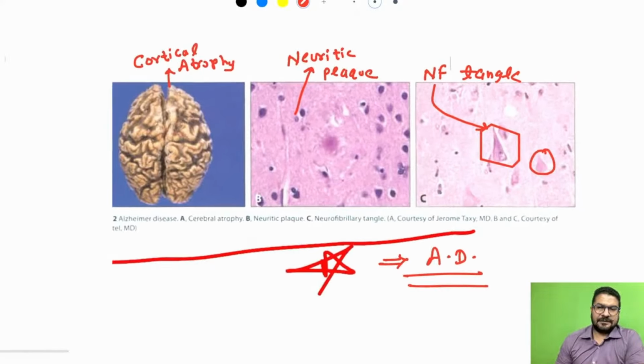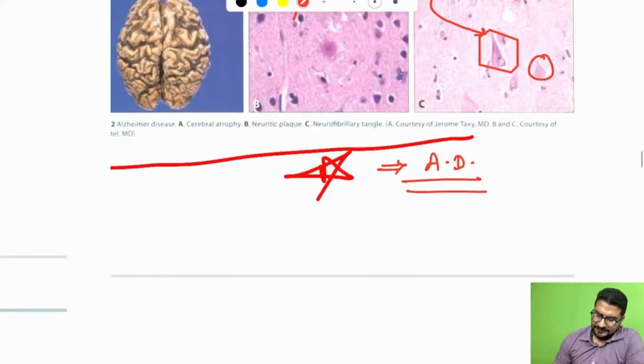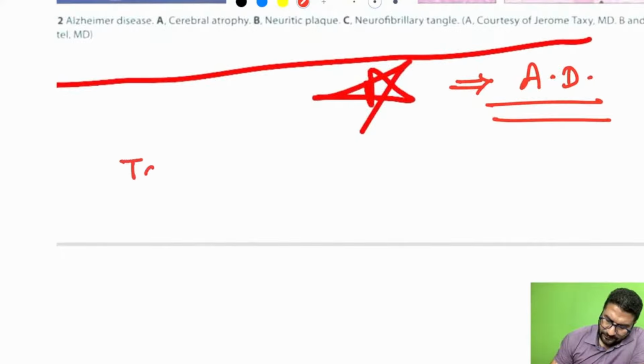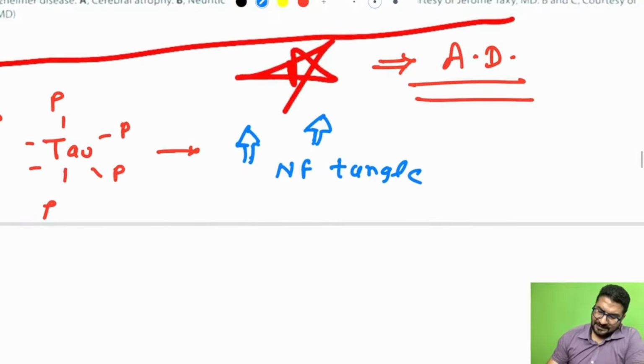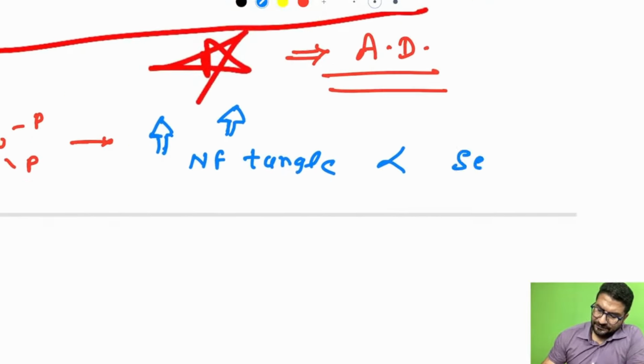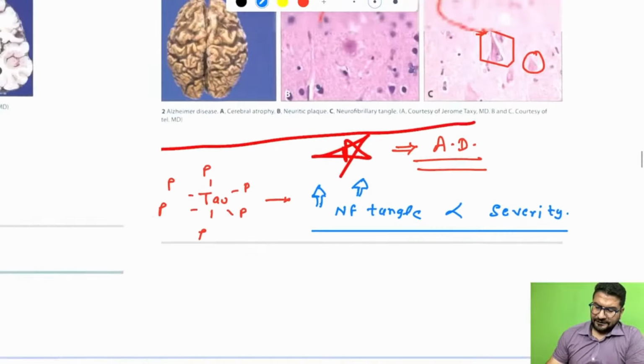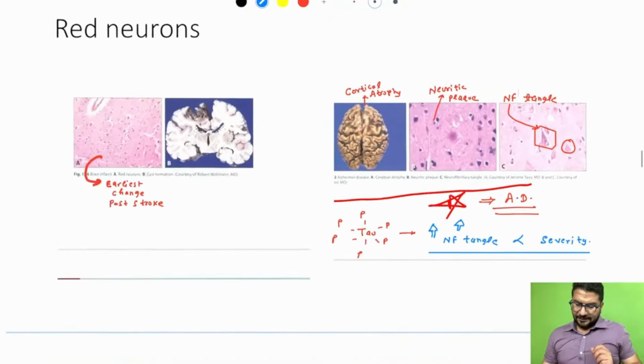In a patient with Alzheimer's disease, right? Just remember we have a protein. The name of this protein is tau protein. Around the tau protein there are phosphate groups. We call this hyperphosphorylated tau protein. This hyperphosphorylated tau protein will form these nachos-like structures. We call them neurofibrillary tangles. And remember, these tangles are directly proportional to severity. The more tangles, the more severe the disease. So tangles are directly proportional to severity.